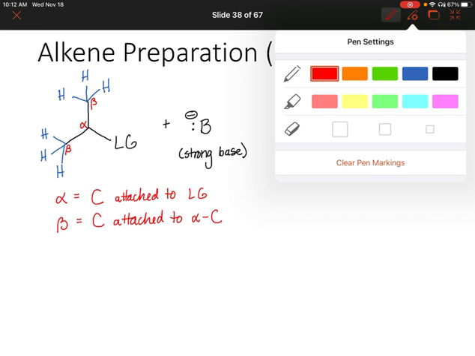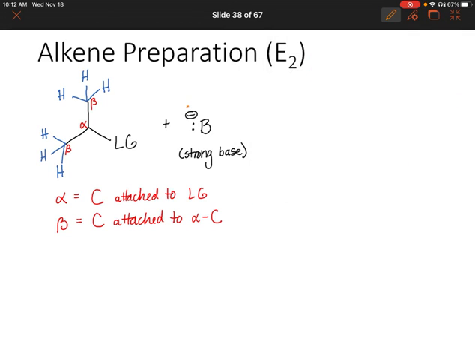All right, so now let's show that the base is going to take one of those hydrogens, and it could be any of the hydrogens on a beta carbon. At least in this case, we'll talk about other cases later on. And then the shared electrons will be left behind, and they'll form a pi bond.